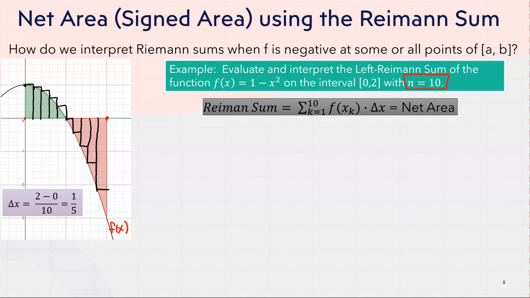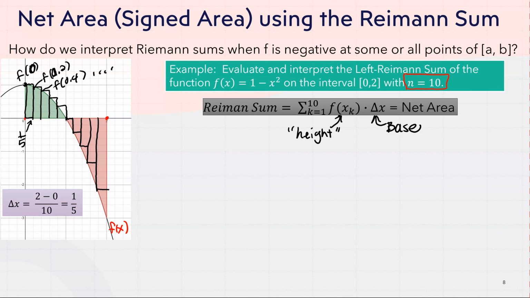Each one of these has a base of 1/5, right? And the height is the function value, the first one being f of 0, the second one being f of 0.2, and then the third one would be f of 0.4, and so on. Let's just look at the definition of what a Riemann sum is. This represents the base of the rectangle, and this function value is the height of the rectangular strip. I put height in quotation marks because the function value could possibly be negative.